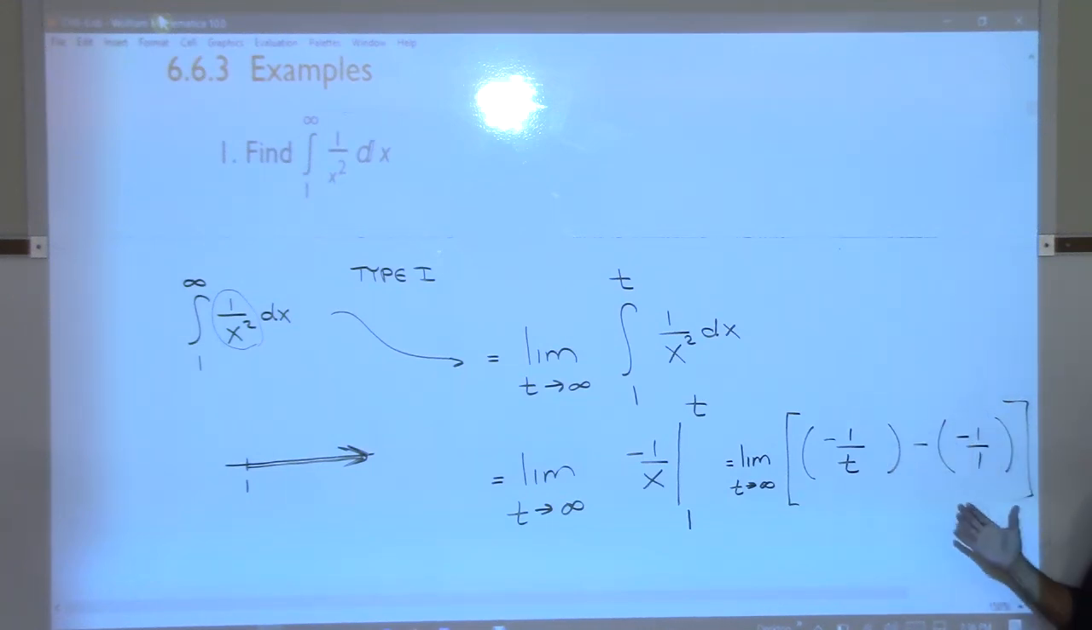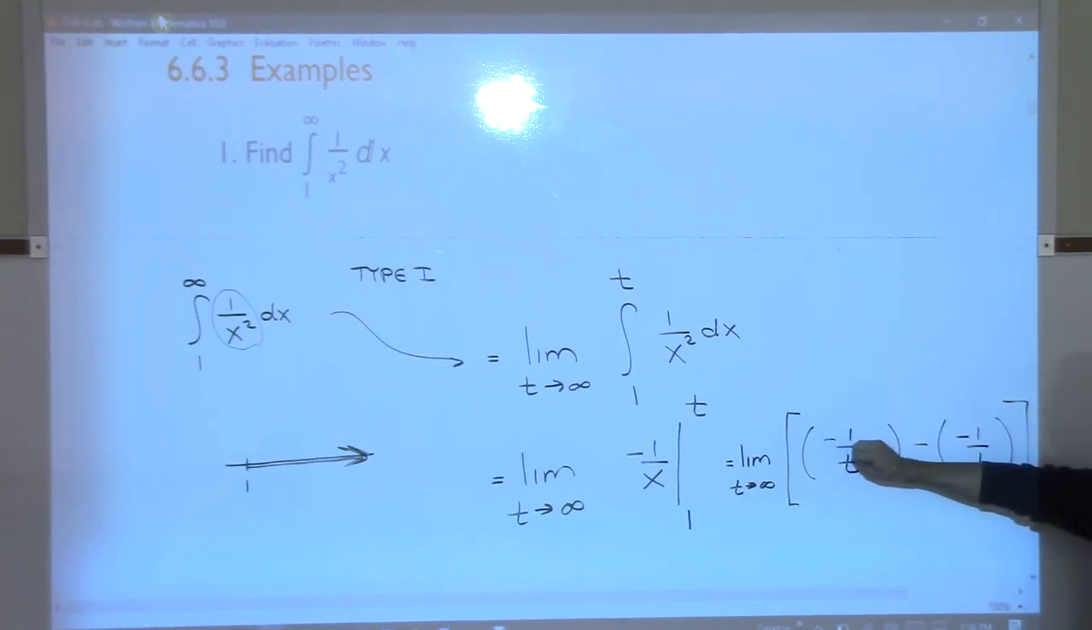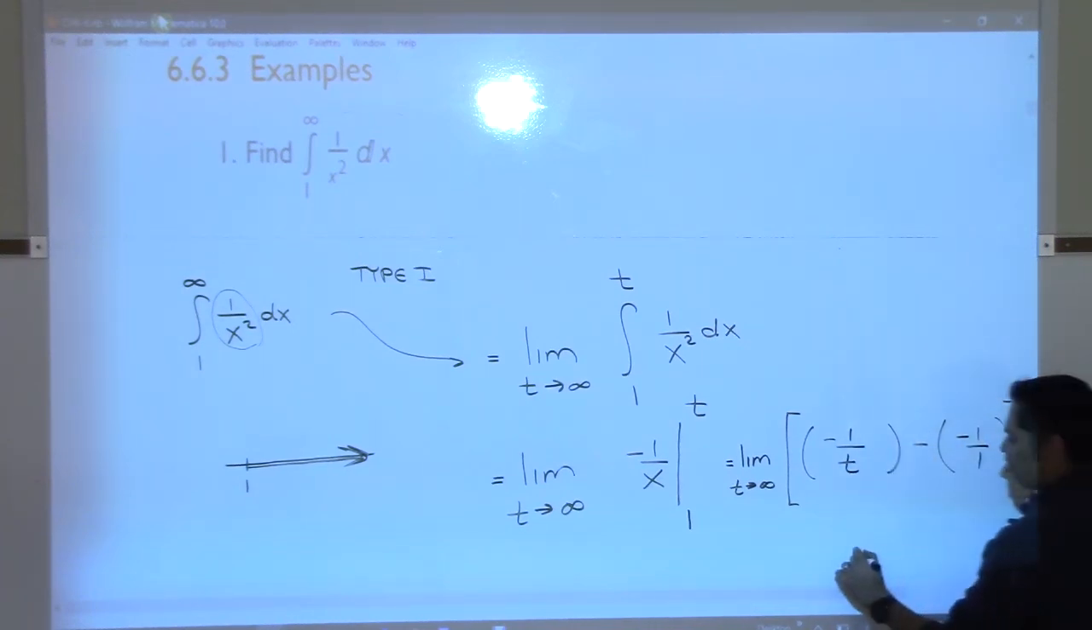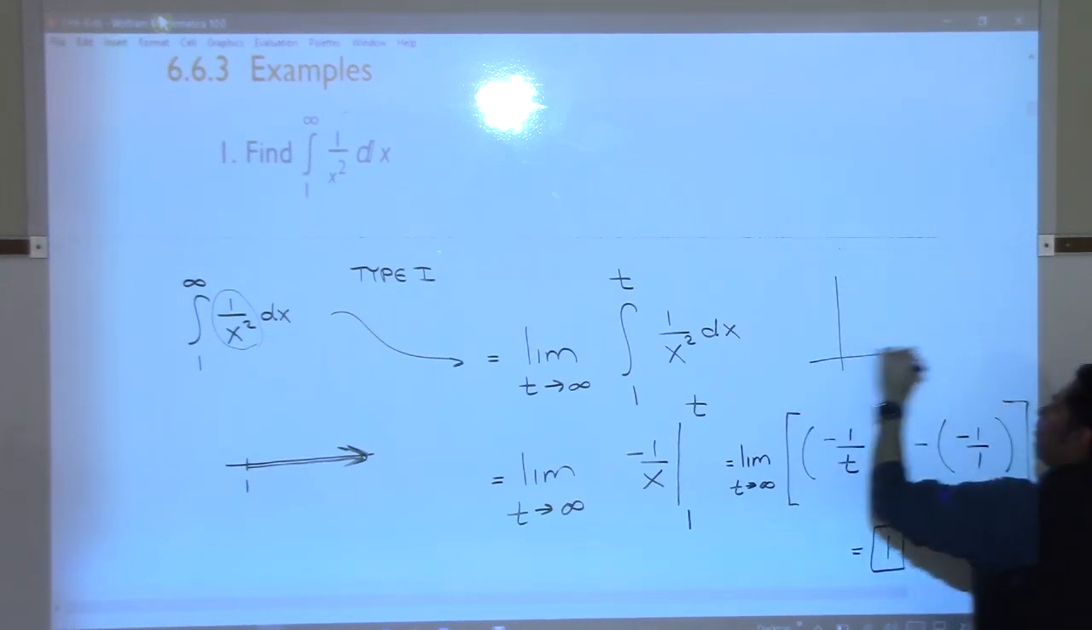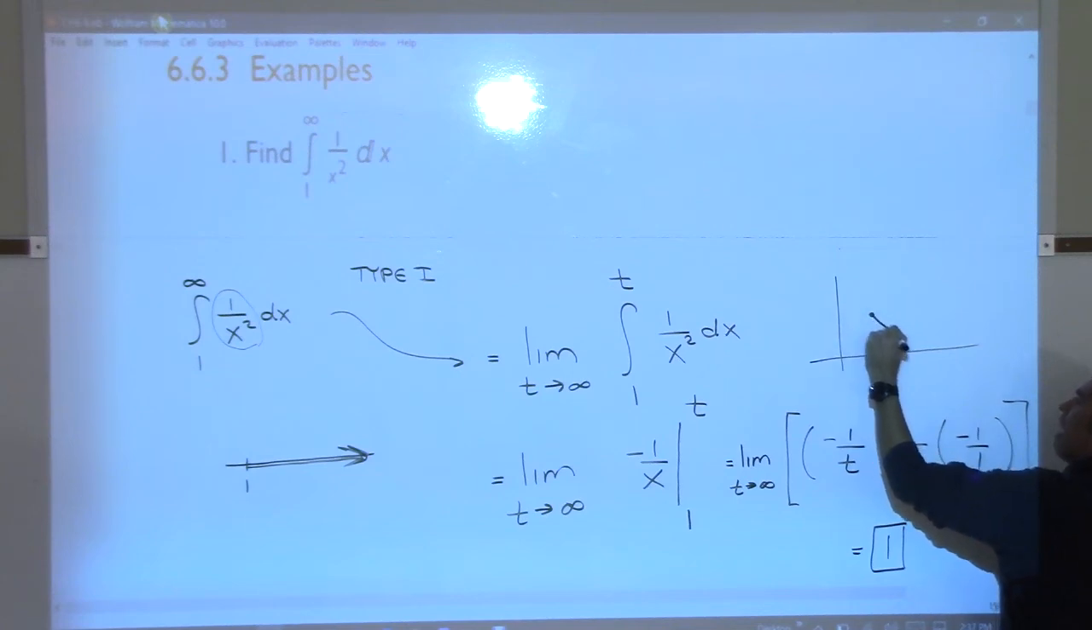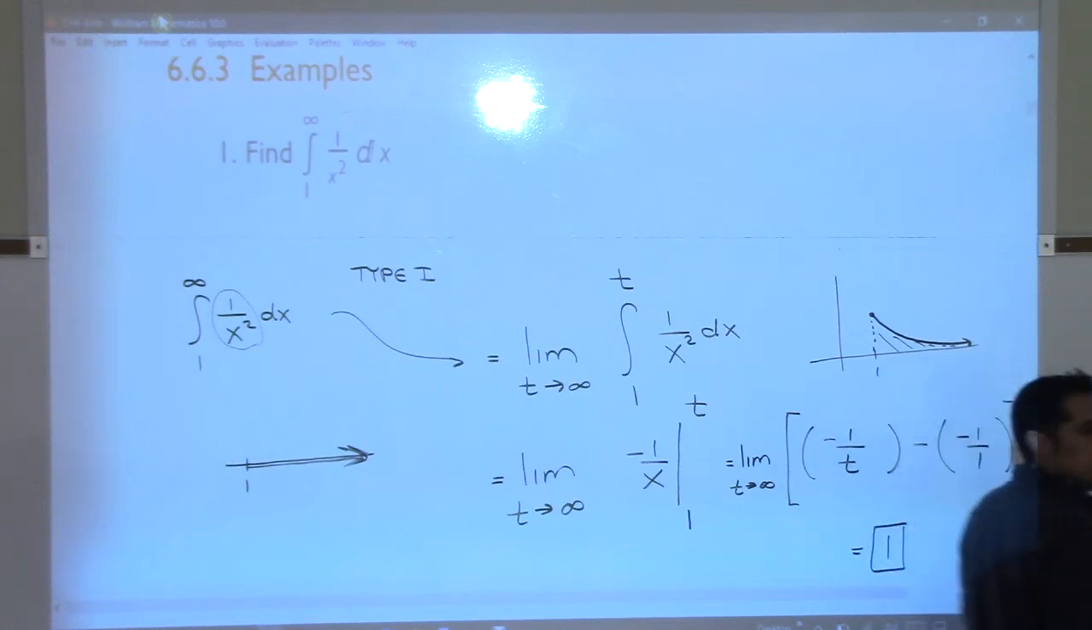Okay, now at this point, let t go to infinity. So what happens if t goes to infinity here? That goes to 0, right? And this is not impacted by t at all, right? So this goes to 0, and that's just negative 1. That's just 1. So guess what? We have a convergent integral. The area under that curve from 1 to infinity is 1. It's finite. So even though we're going out forever, right, 1 over x squared, it dives down like this. That area, if you could go forever, is finite.